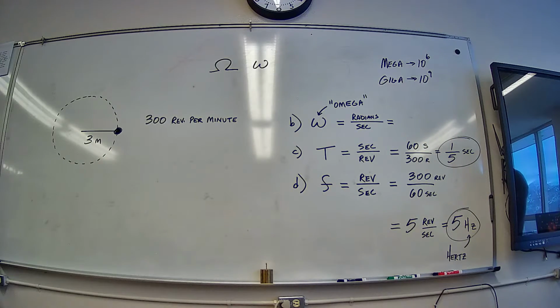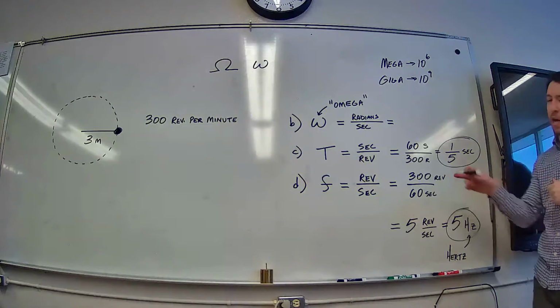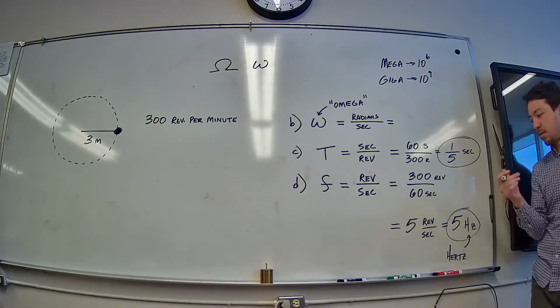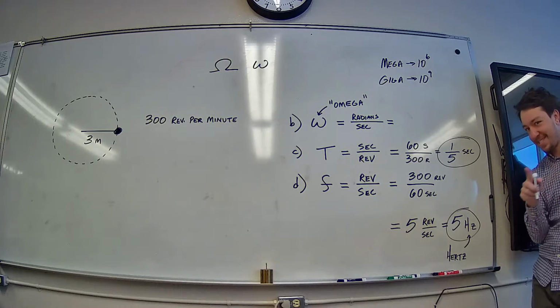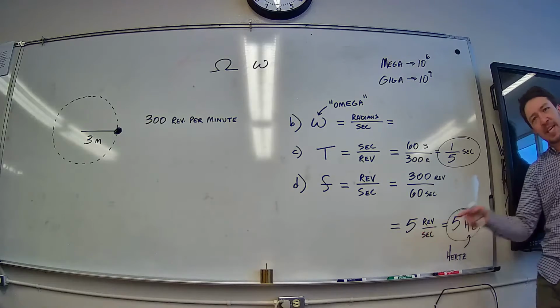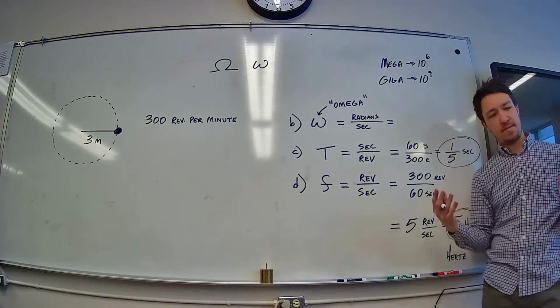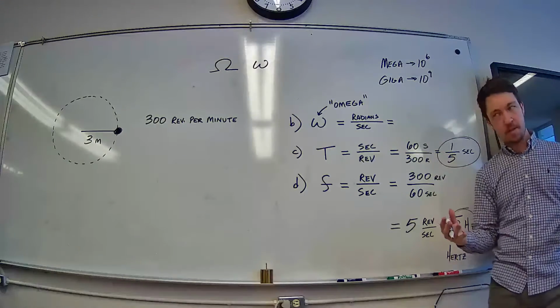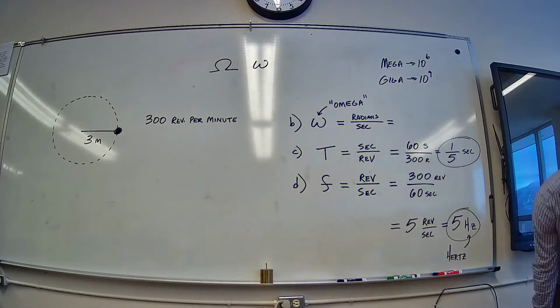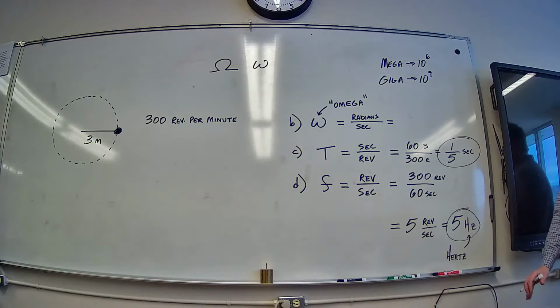So how do we figure that out then? Well, we know how many spins per second, right? How many spins per second on this? Each of those spins has how many radians? 2 pi. So how many radians per second then? 10 pi. 5 multiplied by 2 pi.